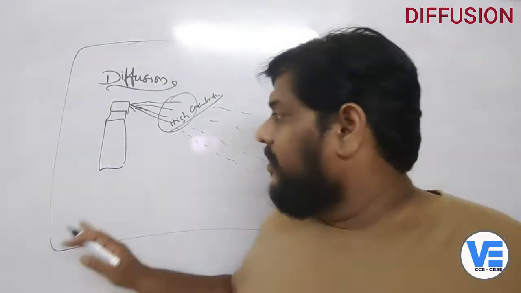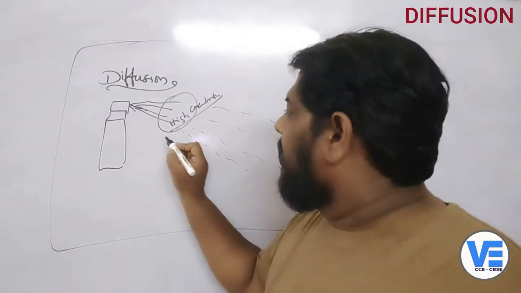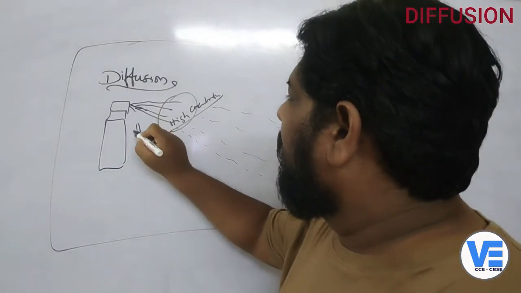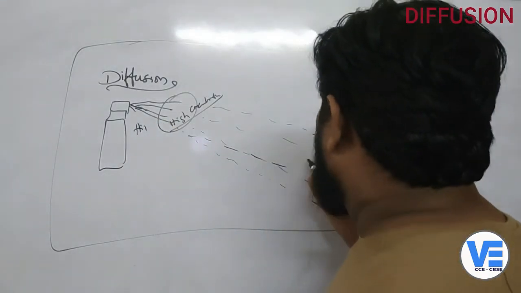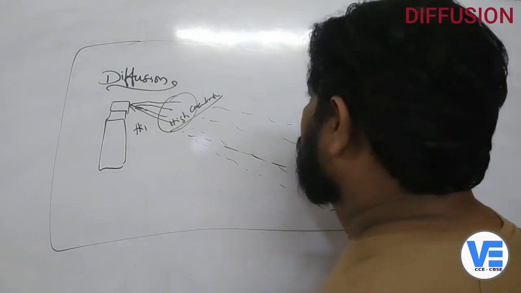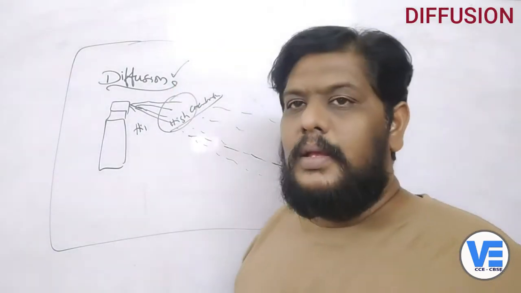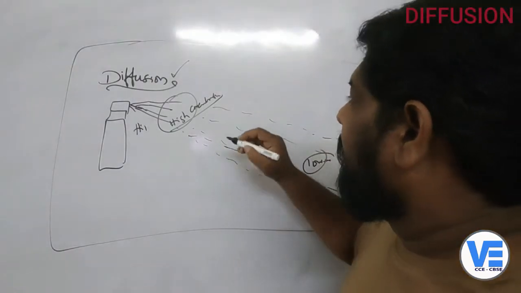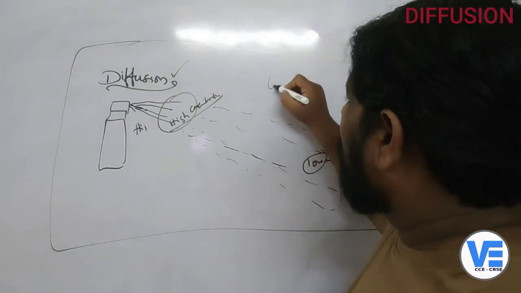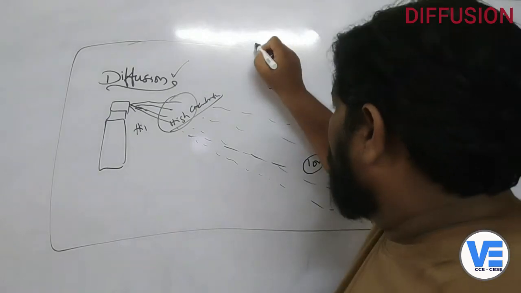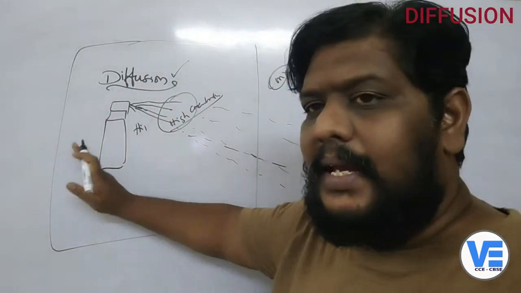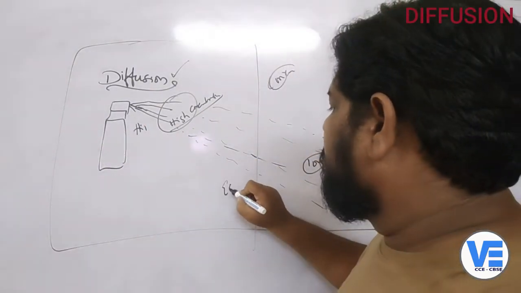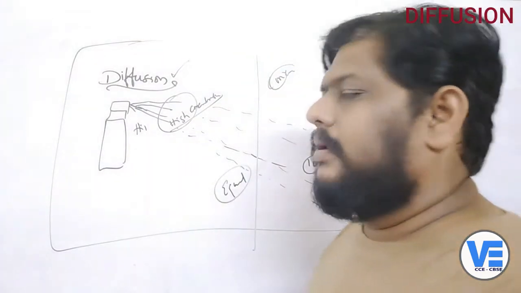So this kind of process, where the molecules are moving from the high concentration to the lower concentration, is called diffusion. And till when will this process take place? Till the concentration on both sides, on this side and this side, becomes equal.